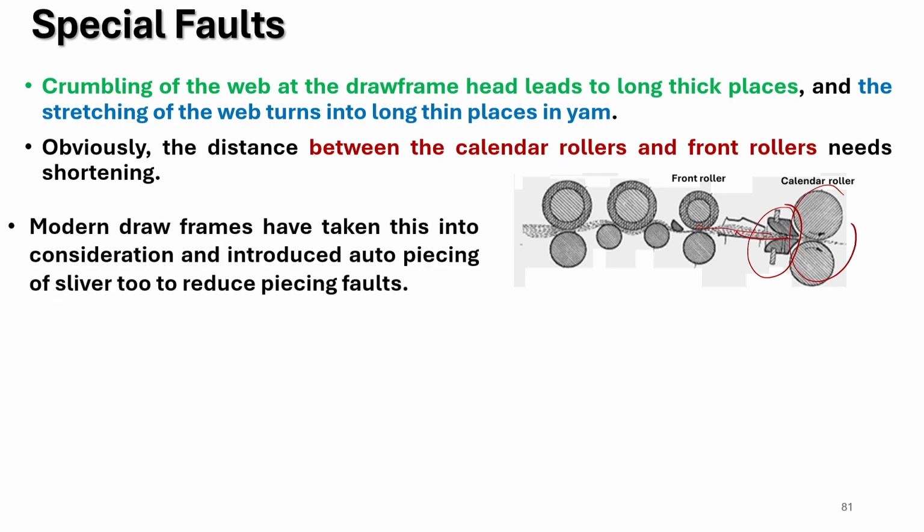Modern draw frames have taken this into consideration and introduced an auto piecing system in the sliver to reduce the fault. So, if there is any breakage, it will automatically piece the sliver. In manual piecing, we piece the sliver by overlapping, and overlapping creates a long thick fault, but auto piecing ensures there is no such significant variation in mass per unit length.